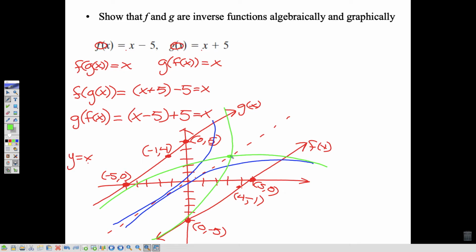If it says to graph it and verify it, you're going to put it in your calculator, and you should see that reflection. I would put f, I would put g, and then I would also put this line, y equals x, to show the reflection. You just put x, because it already is y equals in your calculator.